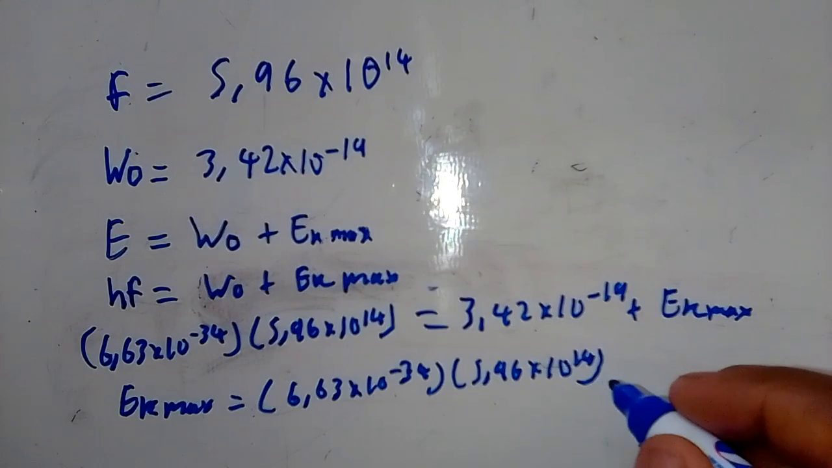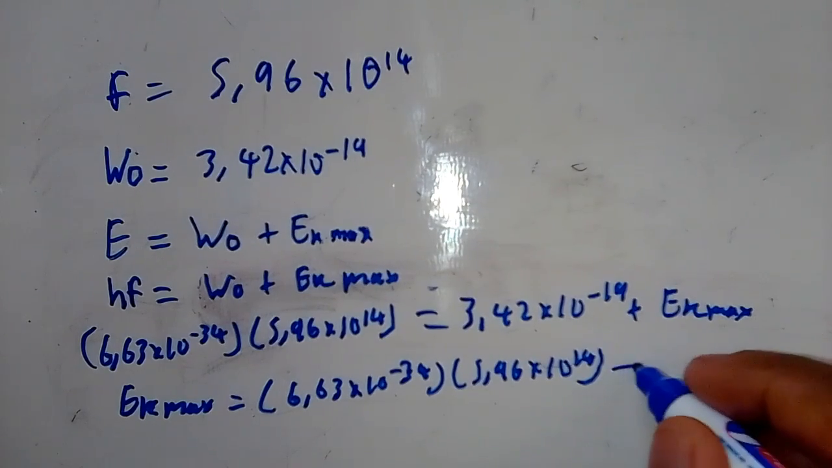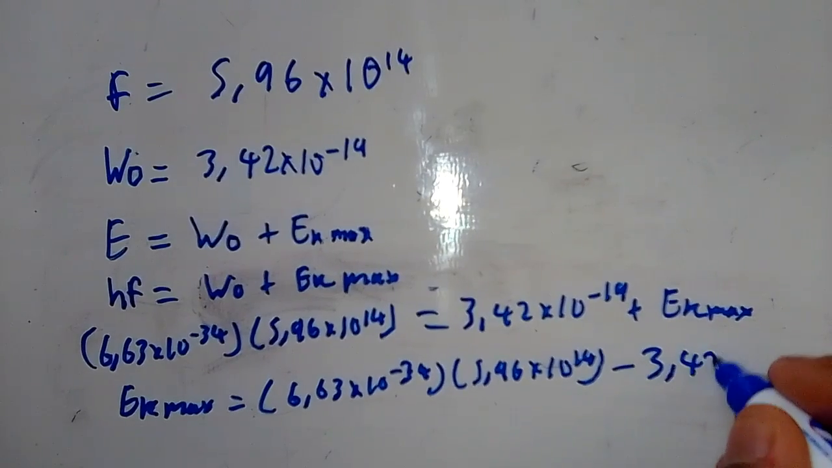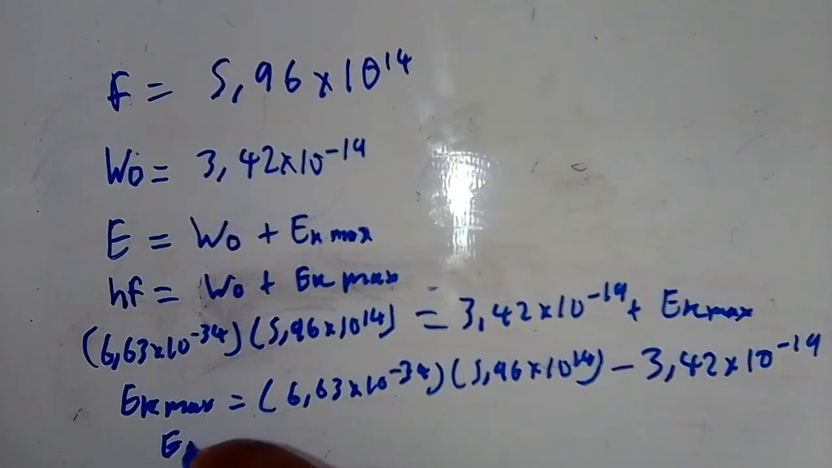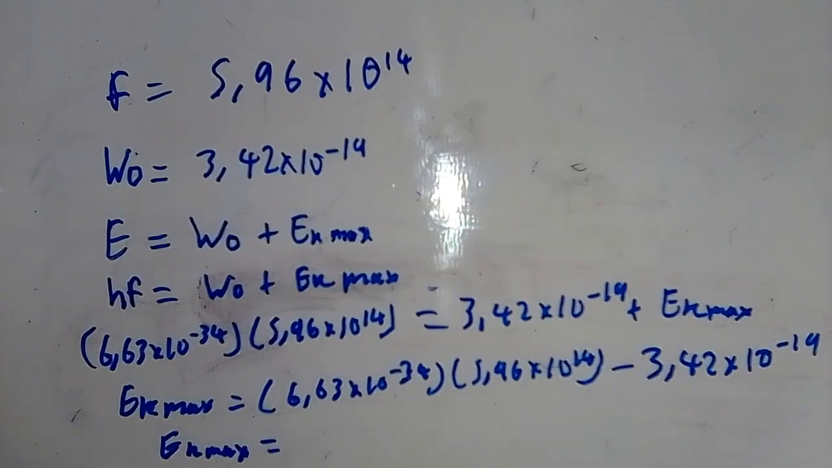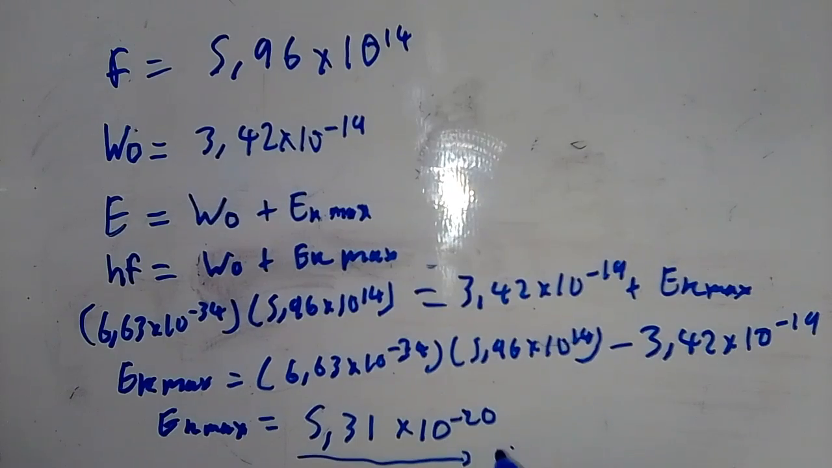So my advice in physics is never round off until the final answer. So this is going to be minus 3.42 times 10 to the power of negative 19. So let's get the answer. So EK max will be equal to, so this should be our answer. You can verify that with me. Because it is EK max, kinetic energy is in joules.